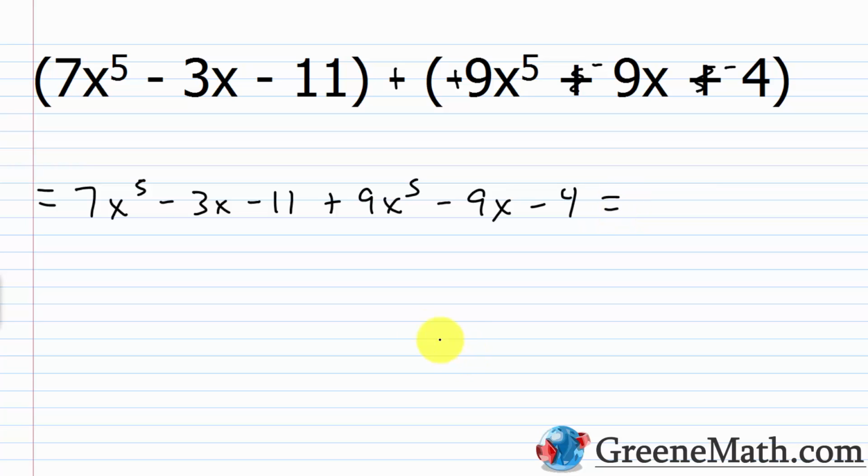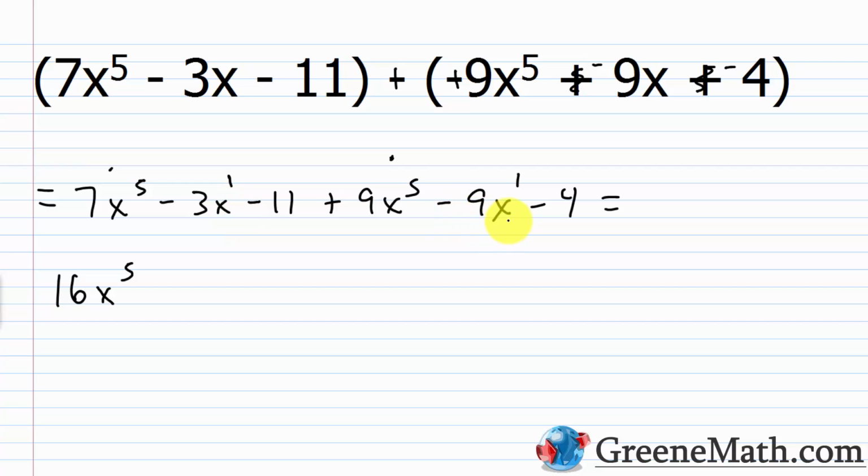So what I'm going to do is I'm just going to add on the fly here. I'm not going to rearrange stuff. I see that my highest exponent is a 5. So I'm going to start with that so my answer ends up in standard form. So if I have 7x to the 5th power and 9x to the 5th power, those guys are both going to be like terms. You have positive 7x to the 5th power plus positive 9x to the 5th power. That's going to give me 16x to the 5th power. So I've used those. Now I'm going to look for the next highest exponent. That's going to be a 1. So you have minus 3x and you have minus 9x.